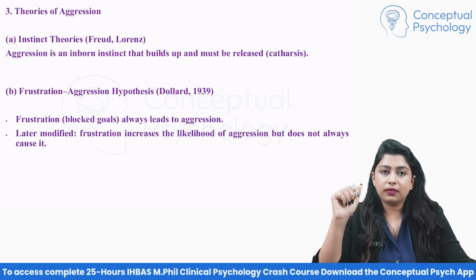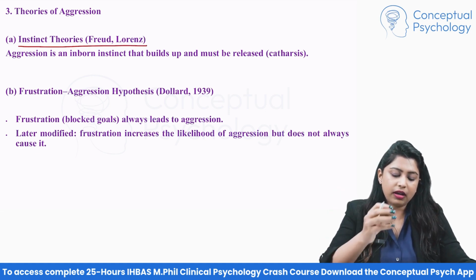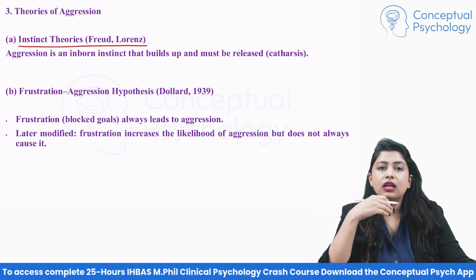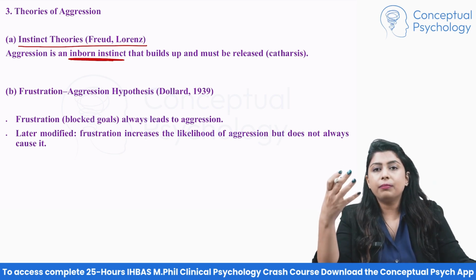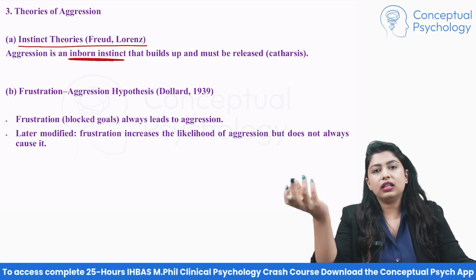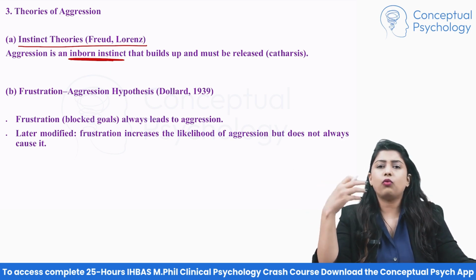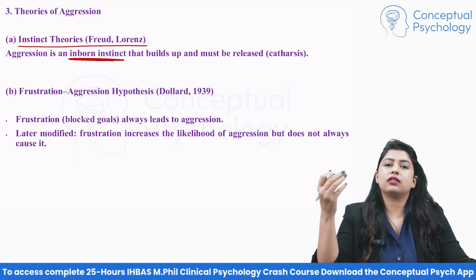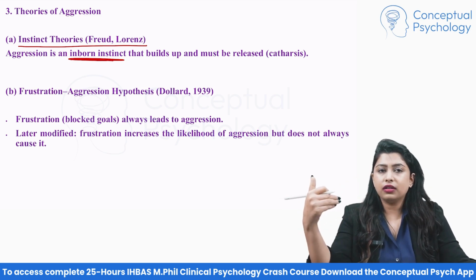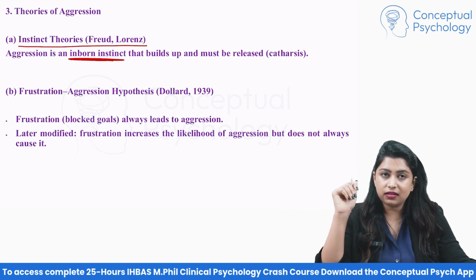Theories of aggression. The very first is the instinct theory, which was given by Freud and Lorenz. So aggression is an inborn instinct that builds up and must be released through catharsis. So watching violent sports or venting anger is thought to reduce aggression, though research shows it often increases it.